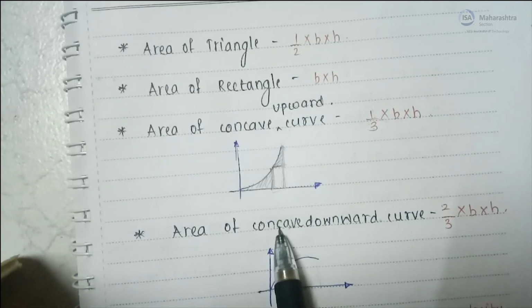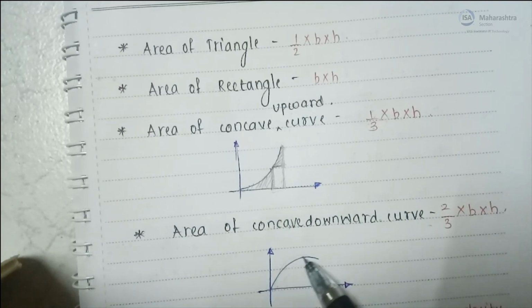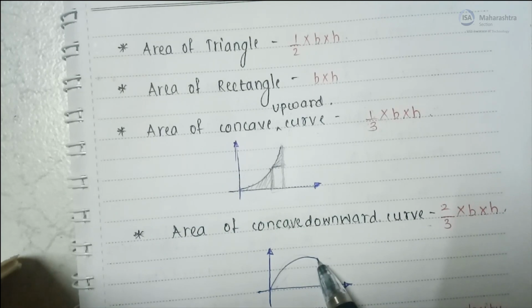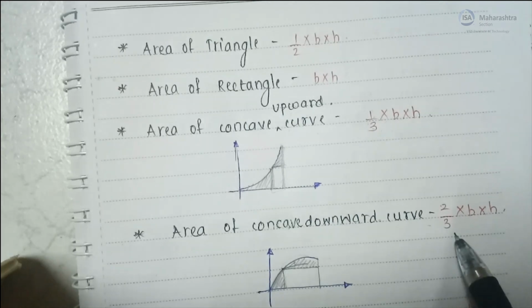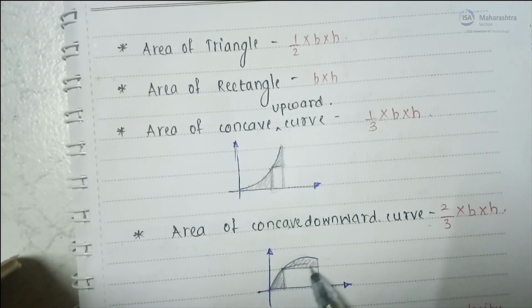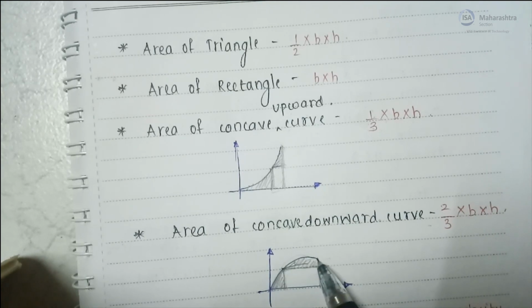Similarly, area of concave downward curve. Now this is a downward curve. We have to follow the same process. We have to divide it into parts. See, this is one part, this is one part. So for finding area of this, again we have, this is concave downward curve, so we'll use 2 by 3 into this base into this height. Similarly, this is concave downward curve, so again 2 by 3 into this base into this height. And this is a simple rectangle, so we'll use base into height.